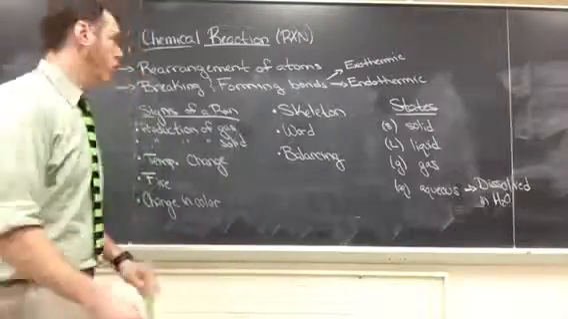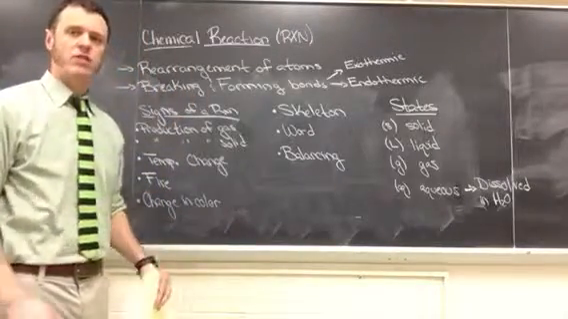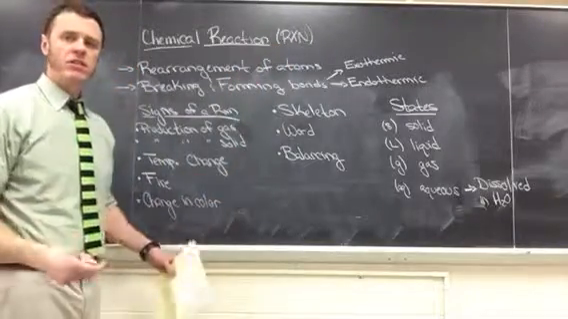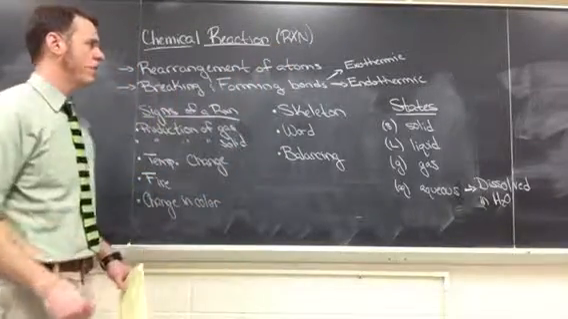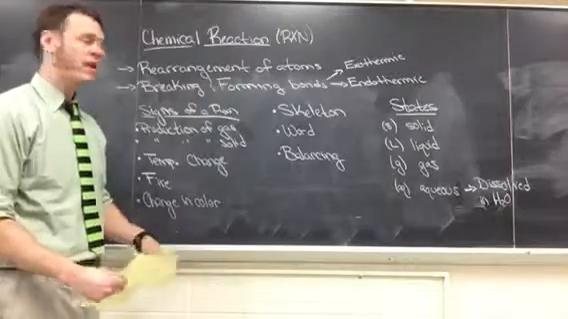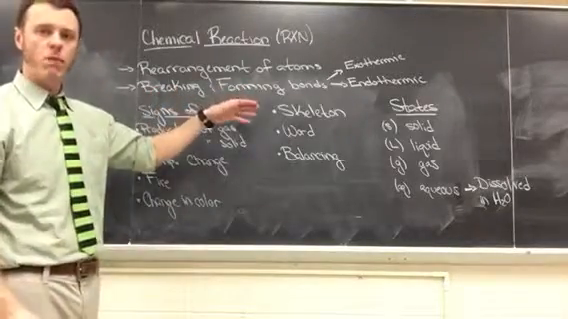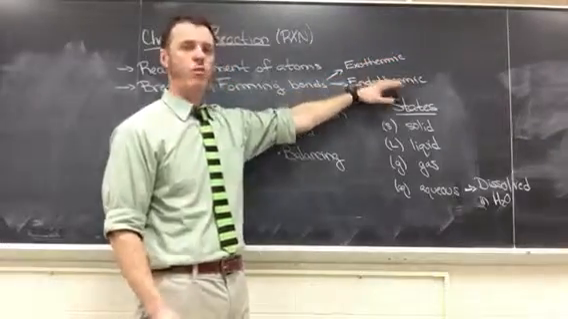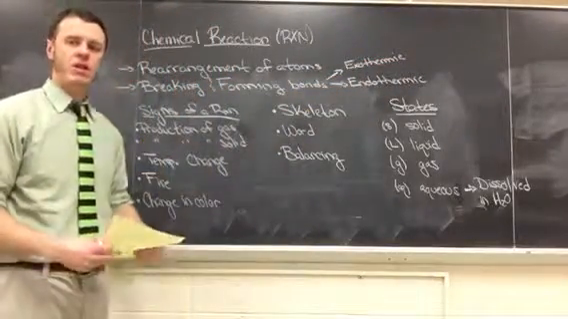Welcome to today's video. Today we're going to talk about chemical reactions, or I shorten it to RXN for reaction. Essentially, a chemical reaction is the rearrangement of atoms. So when we rearrange atoms, we're breaking and forming new bonds, and that's going to determine if our process is exothermic or endothermic. Essentially, what we're looking at in this area is bond enthalpy.